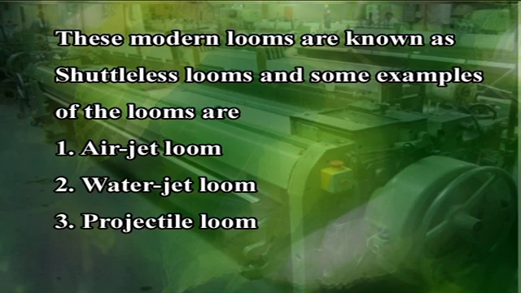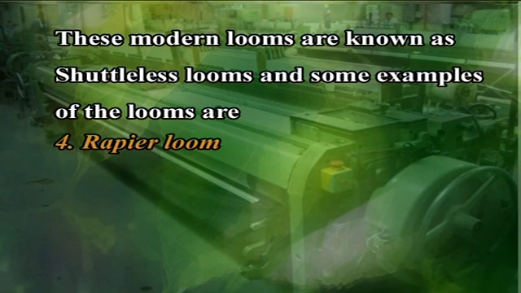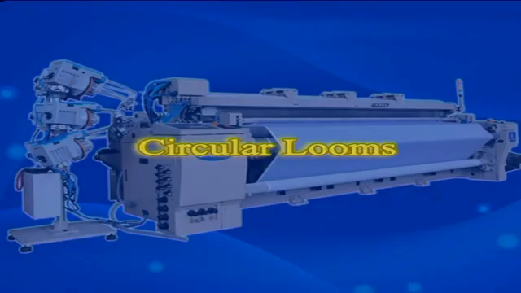These modern looms are known as shuttle-less looms, and some examples of the looms are air jet loom, water jet loom, projectile loom, rapier loom, needle loom, and various other methods include rectilinear multiphase looms. Coming to the circular looms, these looms achieve higher weft insertion rates because more than one shuttle is delivered at a time. In these looms, the shuttles move simultaneously in a circular path and tubular fabrics are produced.